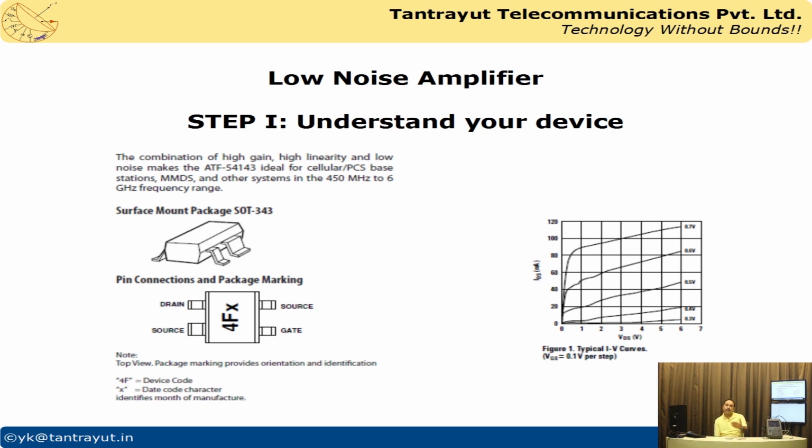That means for a particular drain source voltage and for a particular gate source voltage, what is the current drawn by the transistor. And also from the datasheet, the manufacturer has stated that at about 20-40 milliampere of drain current, you will have the lowest possible noise. So step 1 is to understand your device, finding out the optimum bias point for your transistor for the lowest noise. That step is done.